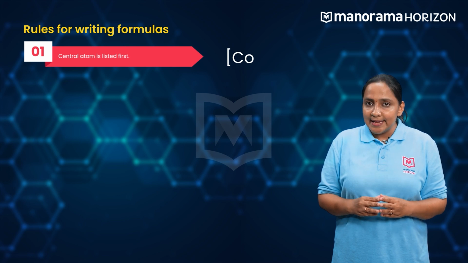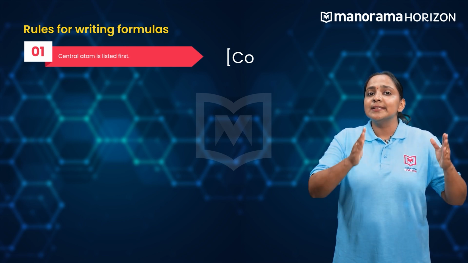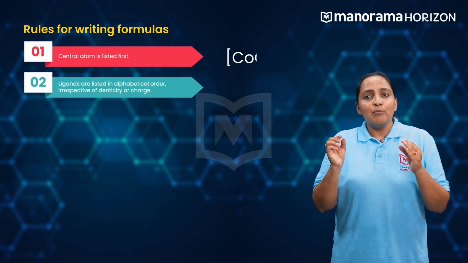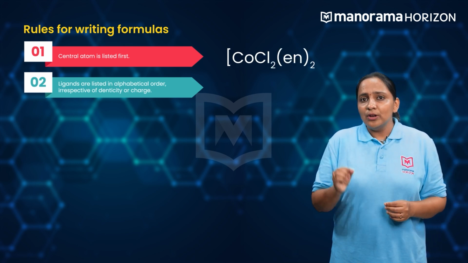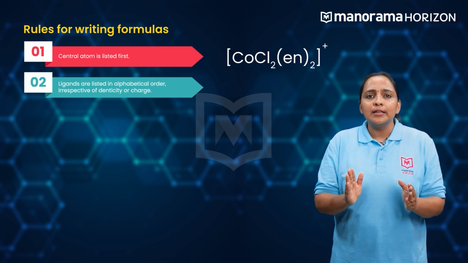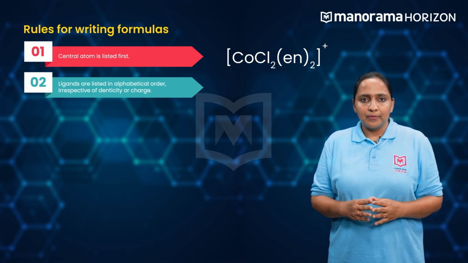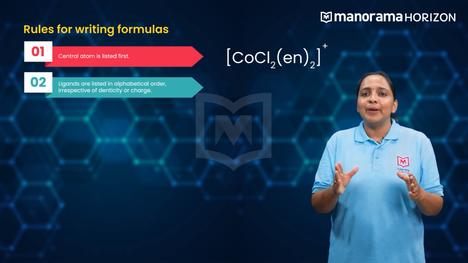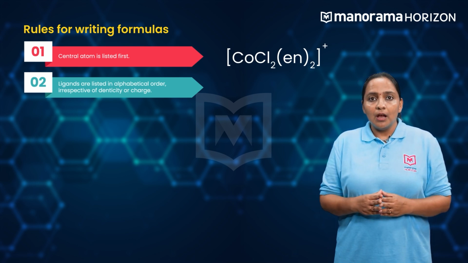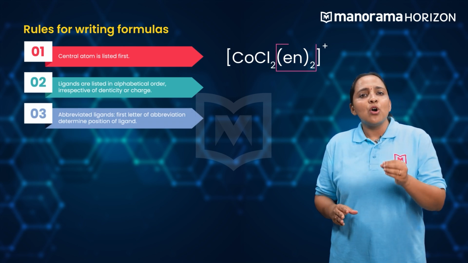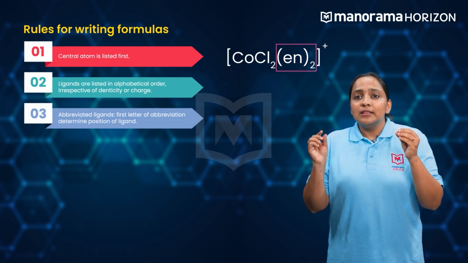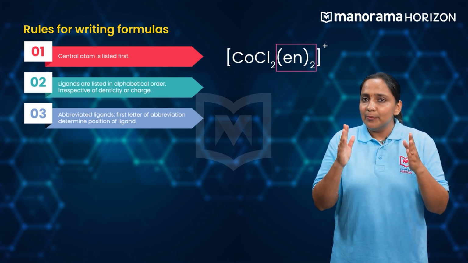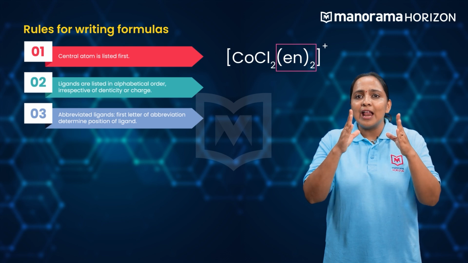The first rule says that the central atom is listed first. Secondly, the ligands, whether monodentate, didentate or polydentate, are written in alphabetical order. Also, the placement of a ligand does not depend on its charge. Thirdly, in the case of abbreviated ligands, the first letter of the abbreviation is used to determine the position of the ligand in alphabetical order.